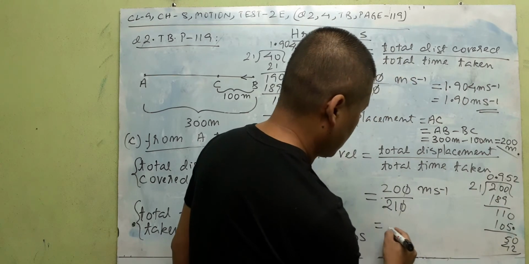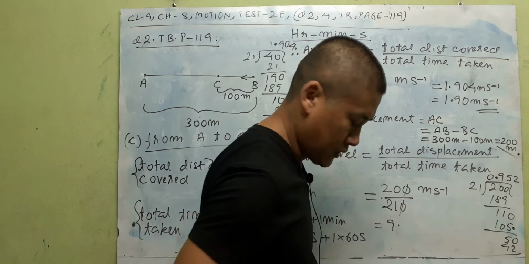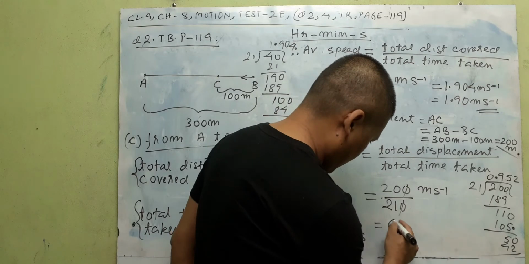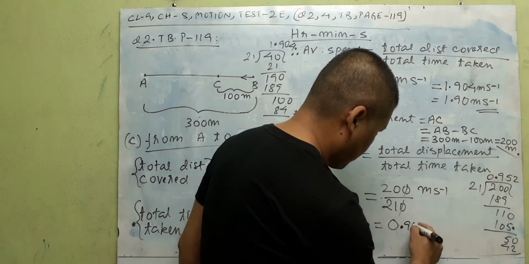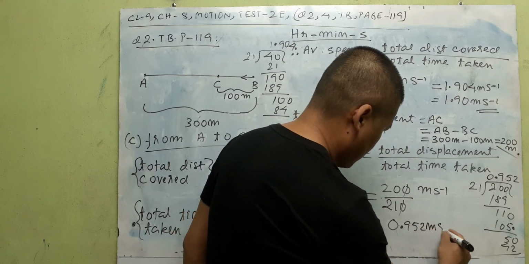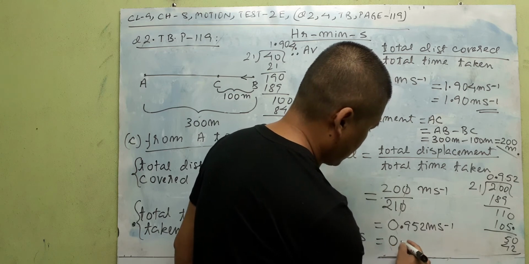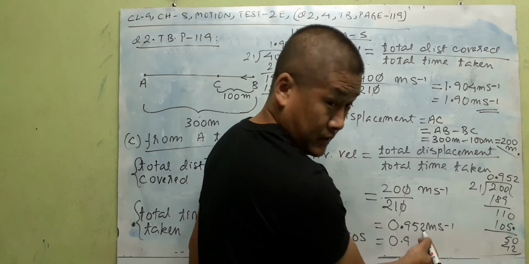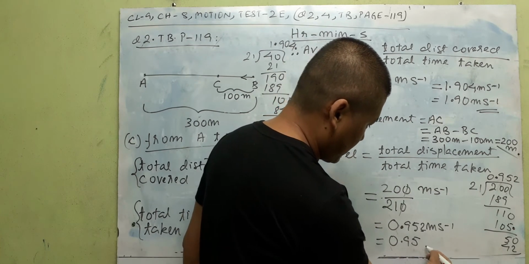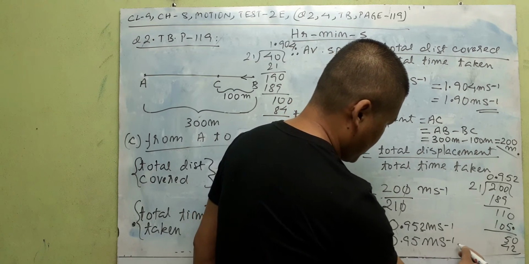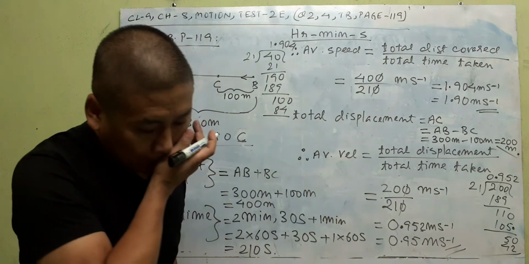So our answer is 0.952 meter per second, which will be approximately 0.95. Third place is less than 5, means this won't change, 5 will remain like that, meter per second. Okay, so that's our answer.